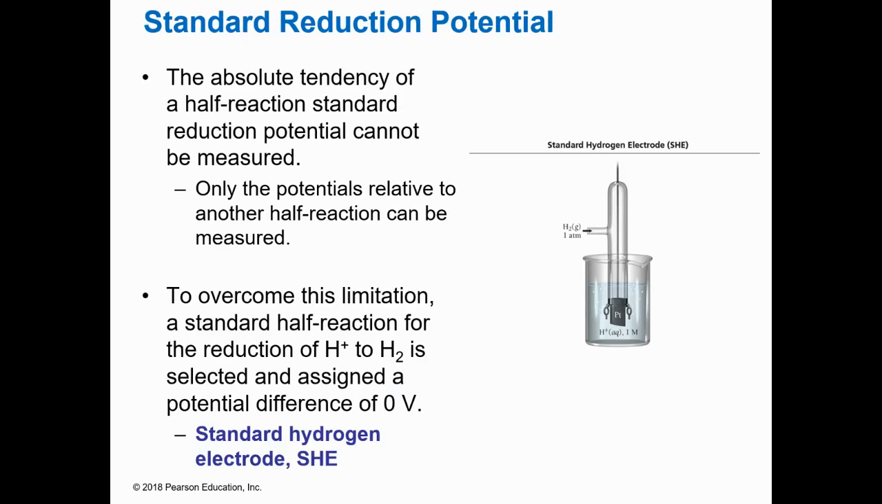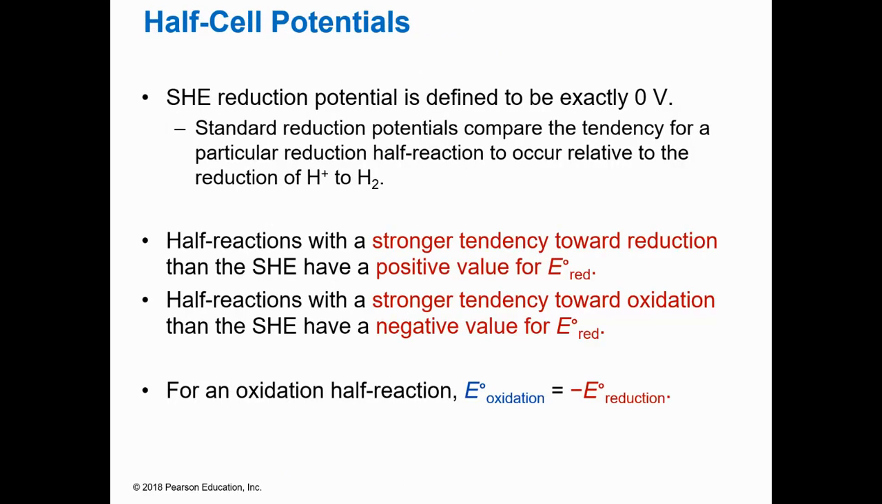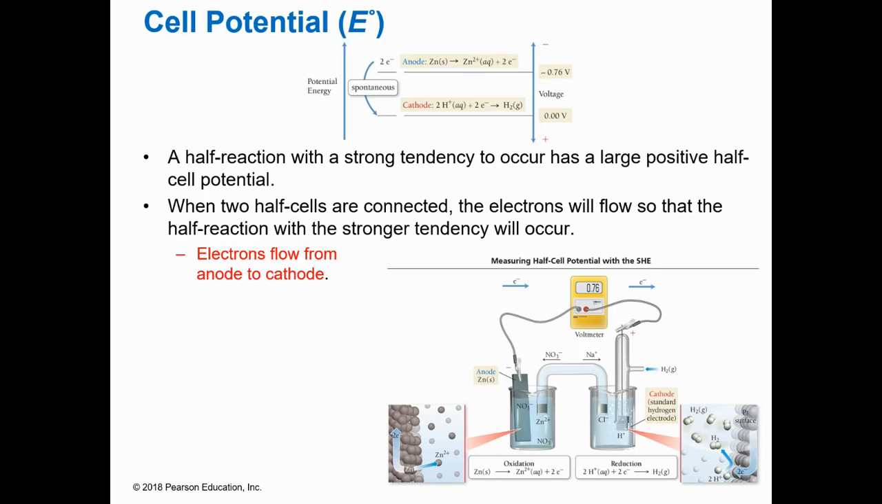Then standard reduction potentials, we always compare to the hydrogen electrode, and that's because it has 0 voltage to start out with. So you'll see on the table that I posted, the standard reduction table, we're going to compare everything to that standard hydrogen electrode. All right, and for half cells, our half reactions with stronger tendency towards reduction will have a positive value on that chart. Stronger tendency towards oxidation will have a negative value on the chart. And here's our flow of electrons. They always flow from anode to cathode, that fat cat.